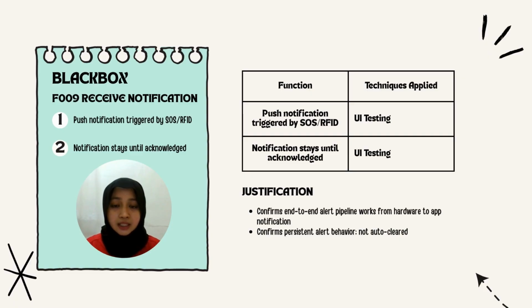Also using UI testing, it confirms the end-to-end alert pipeline works for hardware to app notification, and also confirms the persistent alert behavior, that is, it does not auto clear. It needs a click on the notification, and it will clear only when the action is taken.